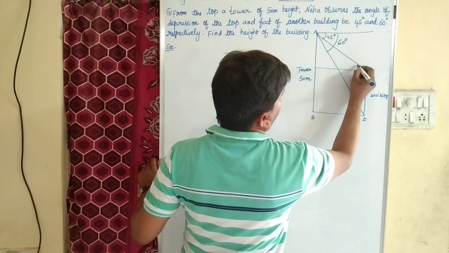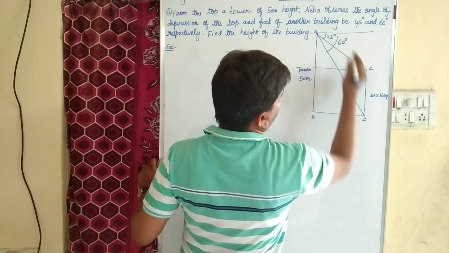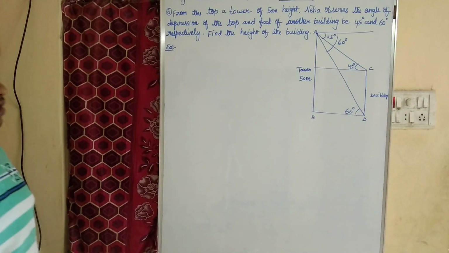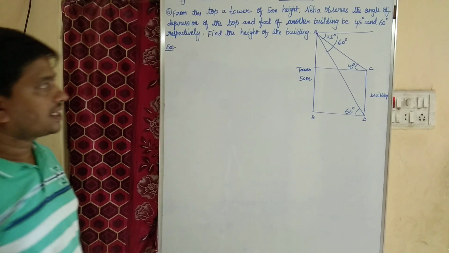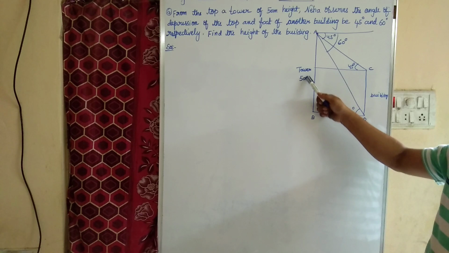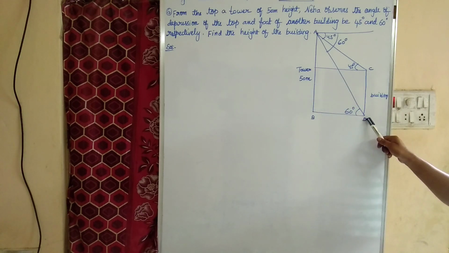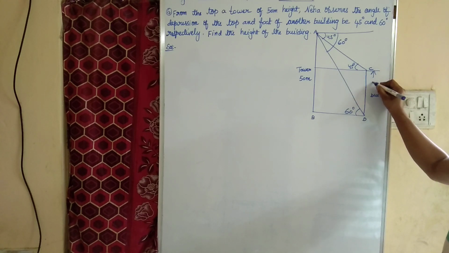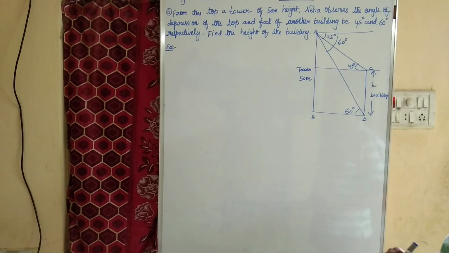So if it is 45 degrees, this is 45 degrees. If it is 60 degrees, this is our 60 degrees, right? Children, did you understand the question? Once again, AB is the tower whose height is 50 meters. CD is the building. We need to find the height of the building only. Let it be h meters.